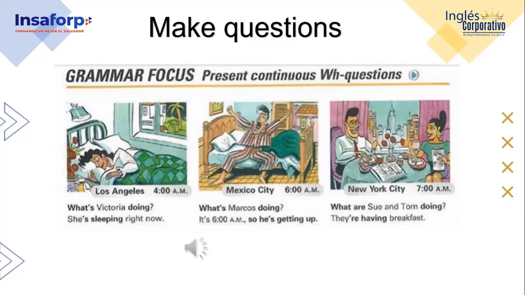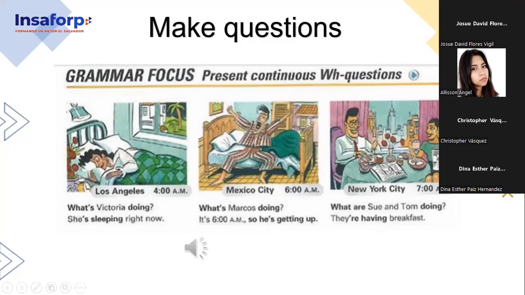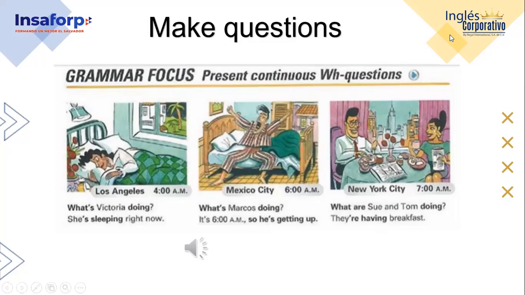Hello, Anna, Jocelyn. Okay, then I'm going to pick up Josue, David, and Christopher. Can you please help me? Josue, can you please read the question? And Christopher, the answers. What's Victoria doing? Christopher, the answer, please.